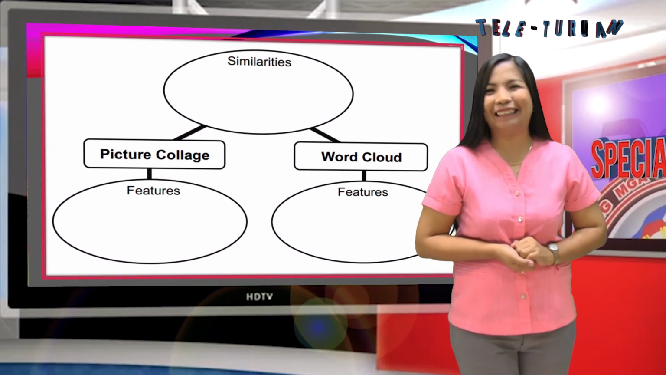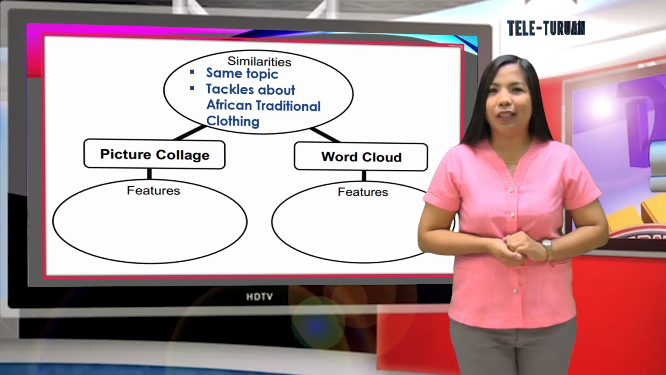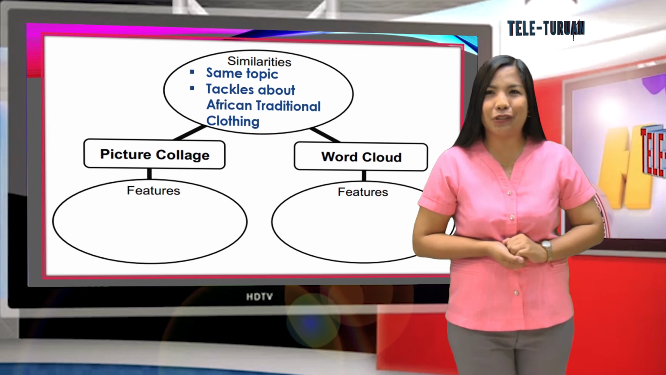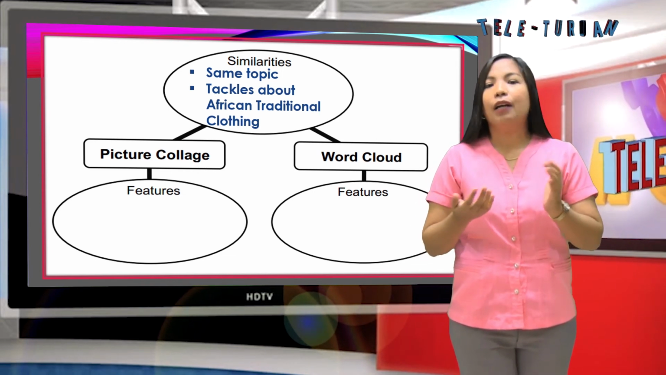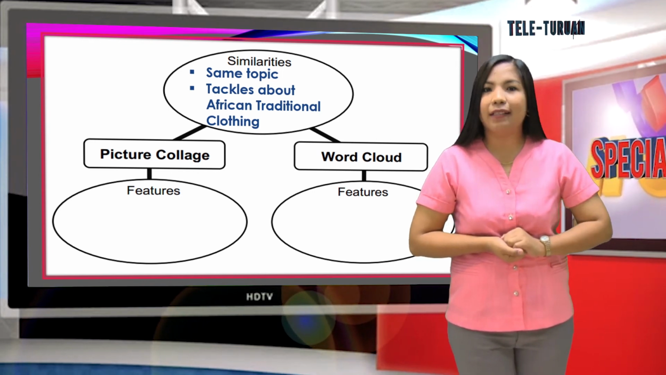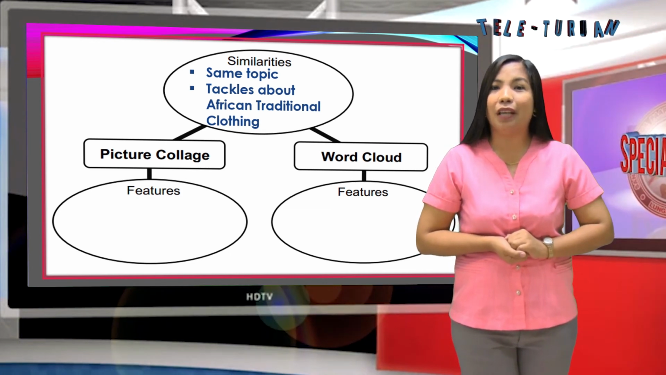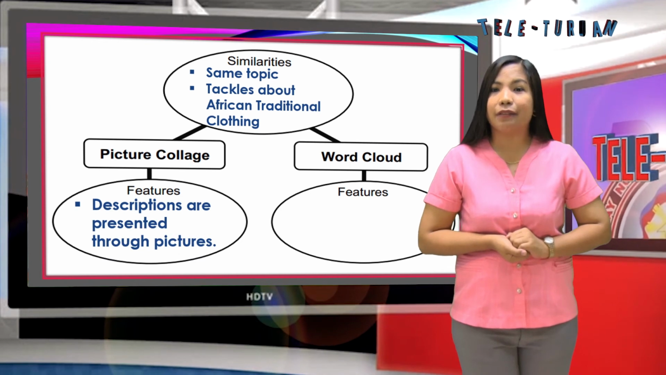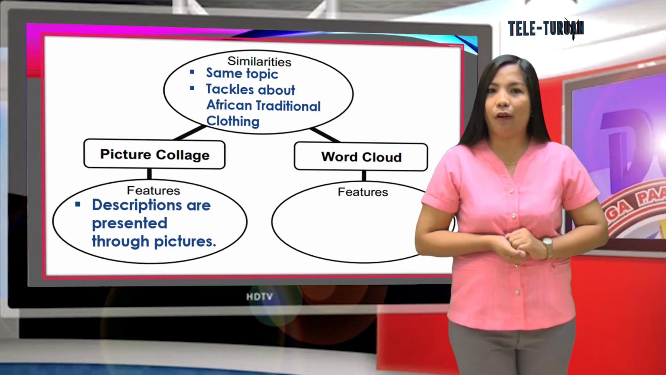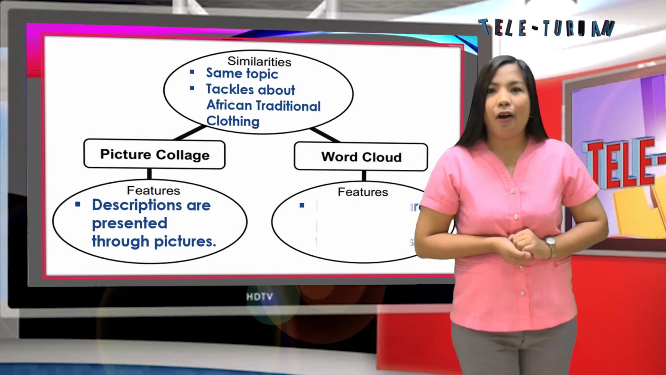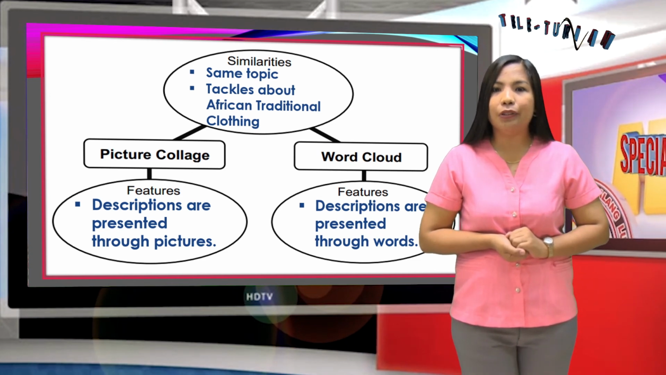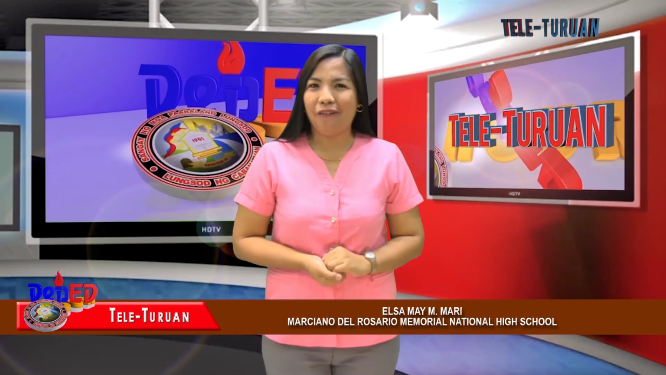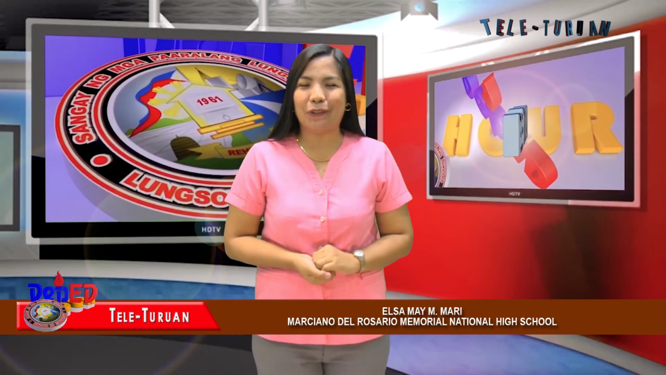You got it right! The picture collage and the word cloud have the same topic which both describe the African traditional clothing. You see, 2 has same meaning yet can be presented in 2 different ways. The picture collage presented the description of the African traditional clothing through pictures. On the contrary, the word cloud used words to describe it. There you have it. I hope that you learned something new today.